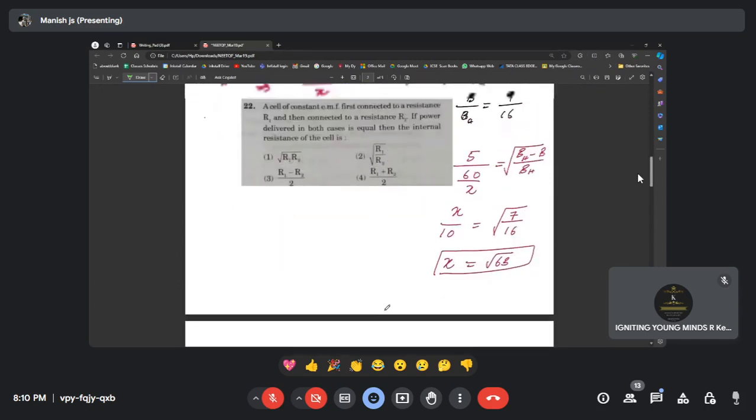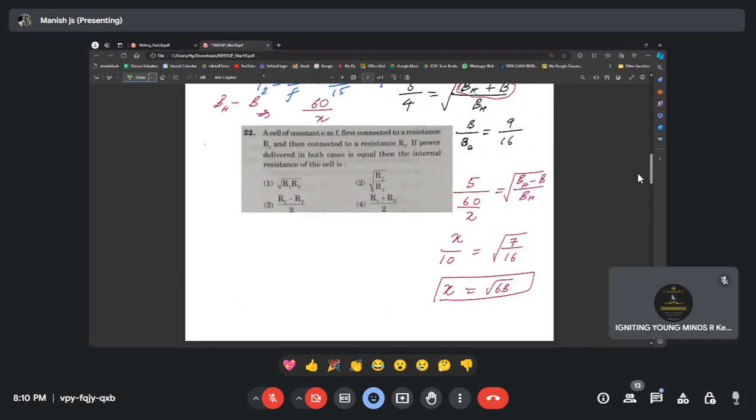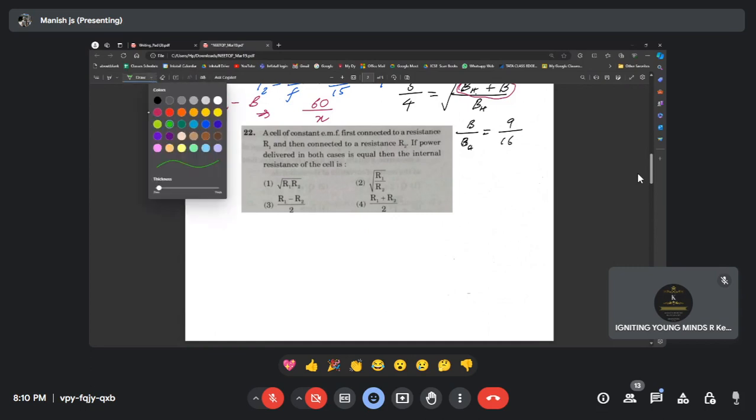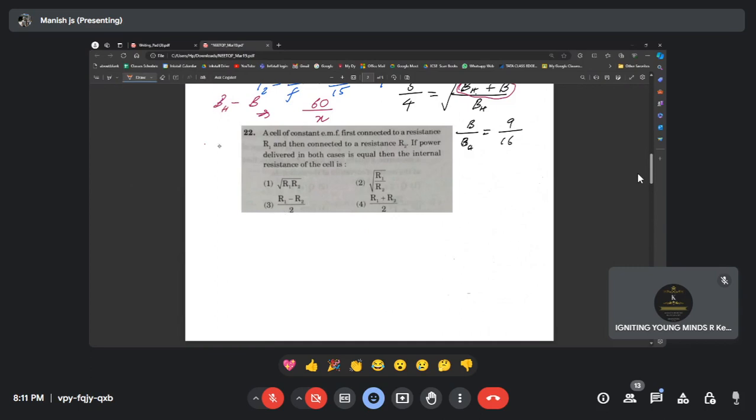For this, I'll just erase this because I need some working space. I hope you have made a note of the working that I've done. I'll erase this. All right, so here you have a cell. They are asking us what is going to be the internal resistance if the power delivered in both the cases is going to be equal.